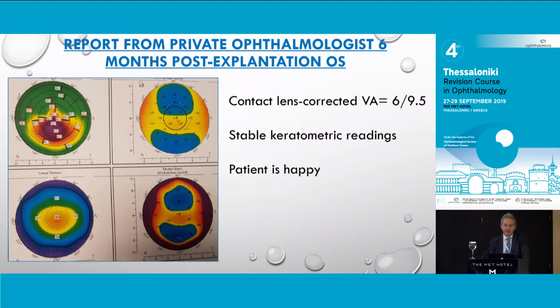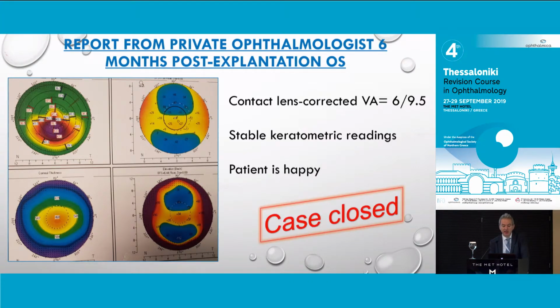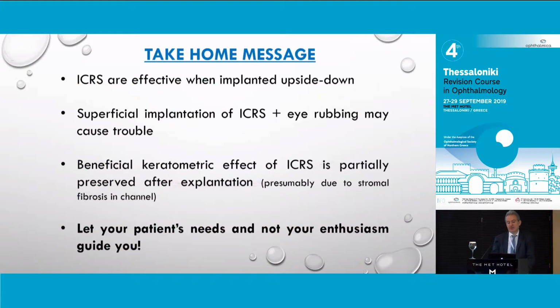We waited. He never came back, but his ophthalmologist sent us this Pentacam data after 6 months. So the patient has a lens-corrected vision of 6/9.5, stable keratometric readings, and he was happy. So the case was closed.